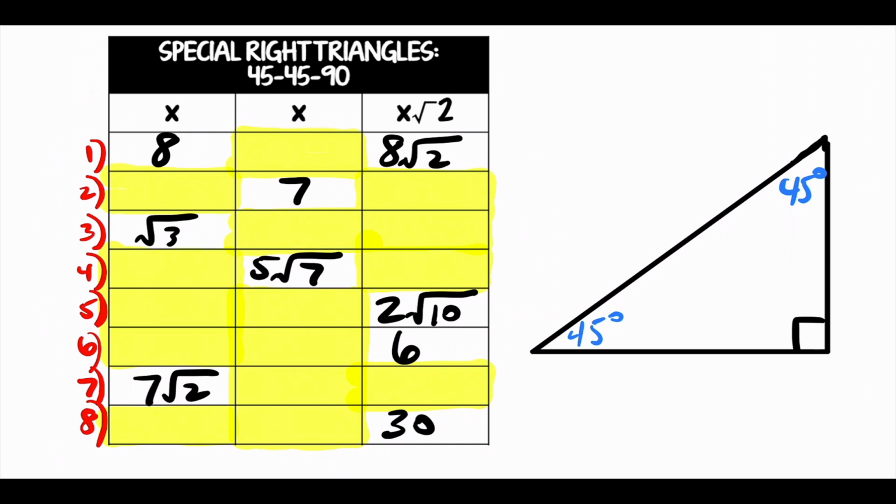The key is draw triangles. It'll take you 2 seconds to draw a triangle. But if you draw a triangle, it becomes visual and it's a lot easier to see and a lot easier to do.